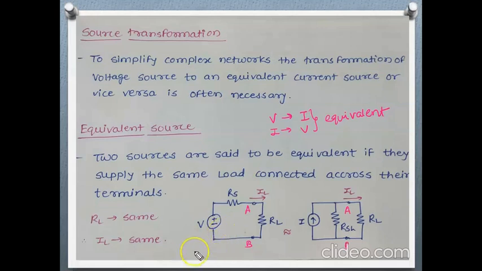Okay, and how to transform it? By using these two equations. Suppose V is equal to I into RS and RS is equal to RSH. We are going to use these two equations to transform a given voltage source to an equivalent current source or a given current source to an equivalent voltage source, where I is the source current, RS is the internal resistance of the voltage source, and RSH is the internal resistance of the current source. So let's solve some numericals based on this concept.